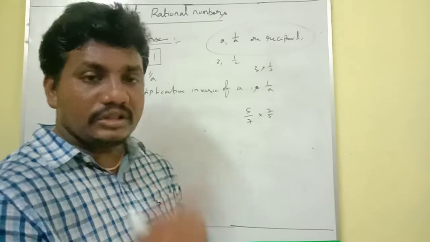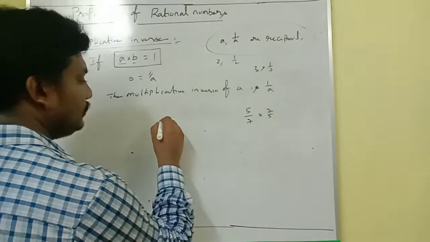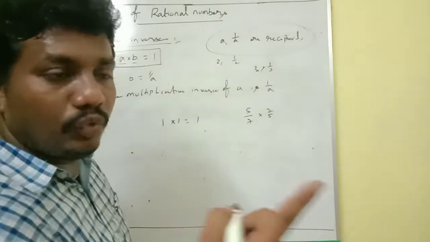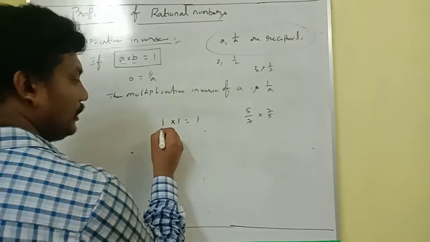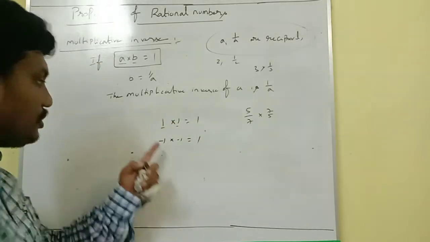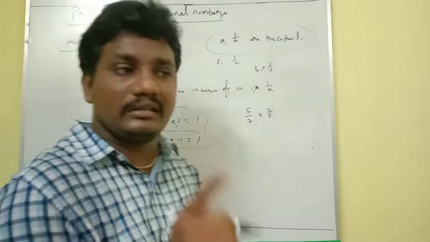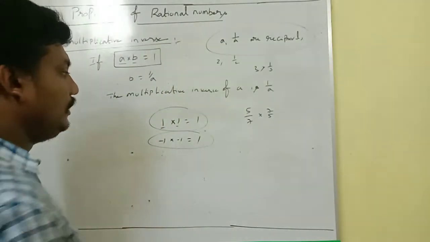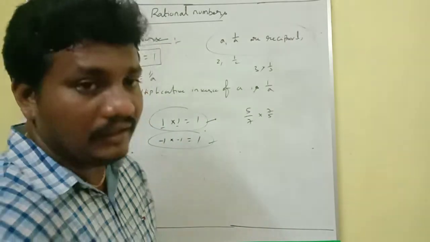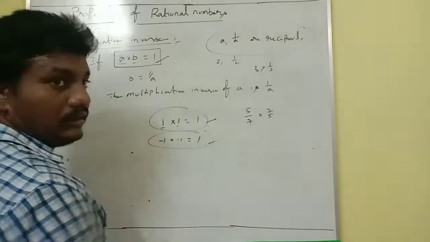But here one most important point is there. A number that is its own reciprocal is 1. 1 into 1, we get 1. So any number that is its own reciprocal is 1, and minus 1 also. Minus 1 into minus 1 is also 1. So minus 1 and plus 1 are special values which have themselves as reciprocals. Very, very important concept. In this concept we discussed multiplicative identity and multiplicative inverse.